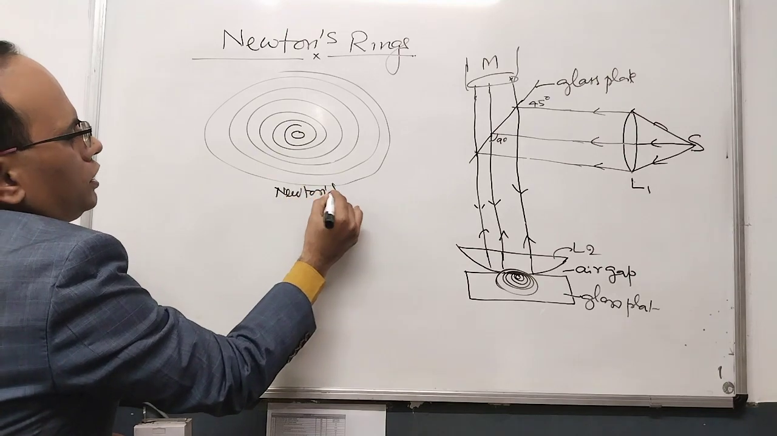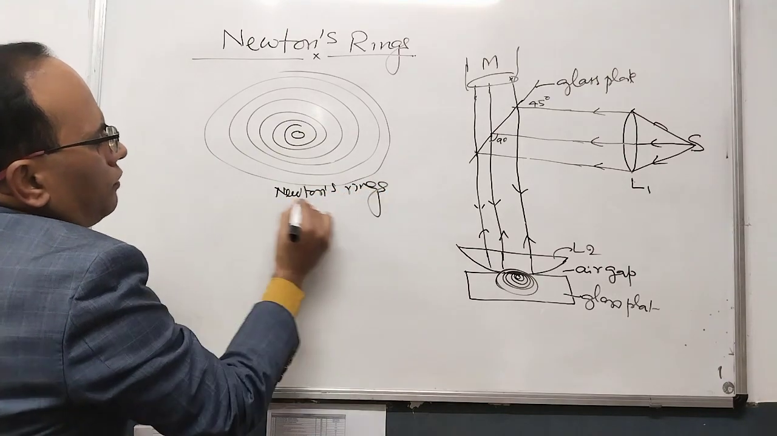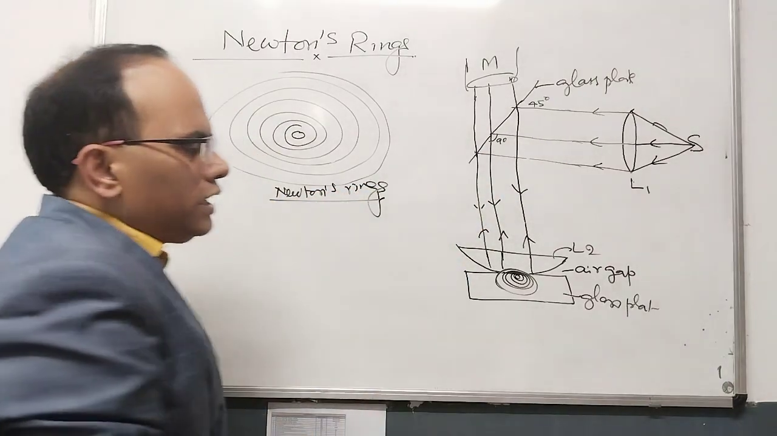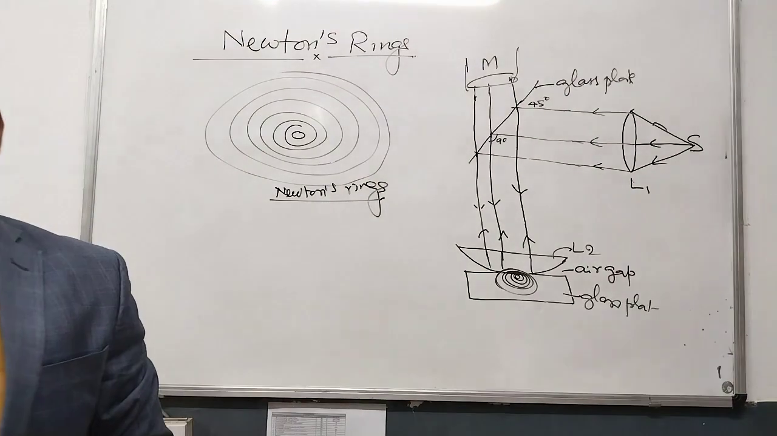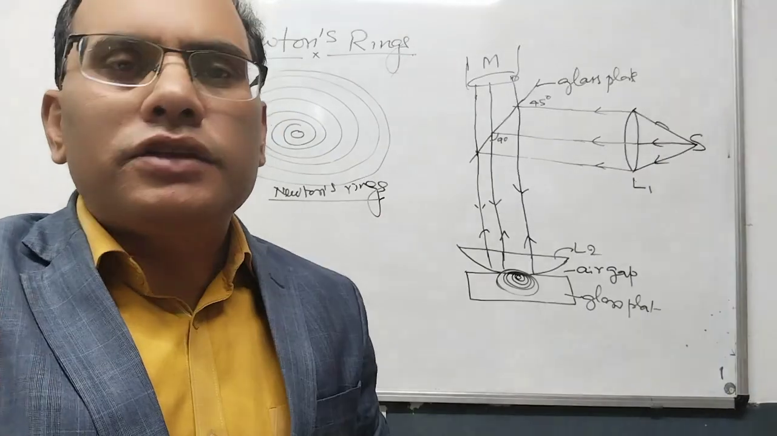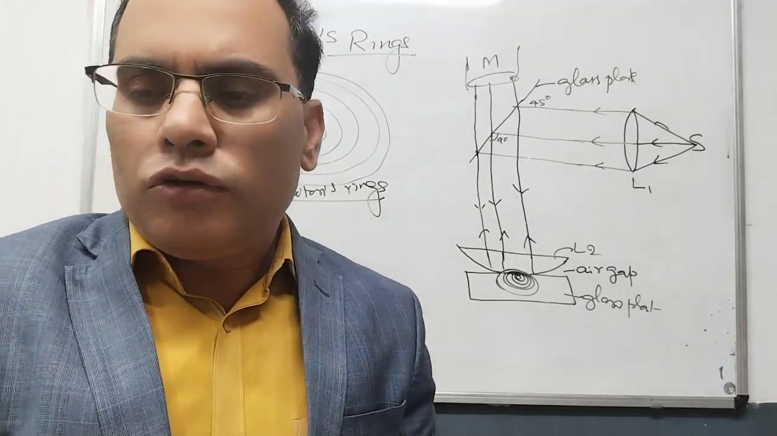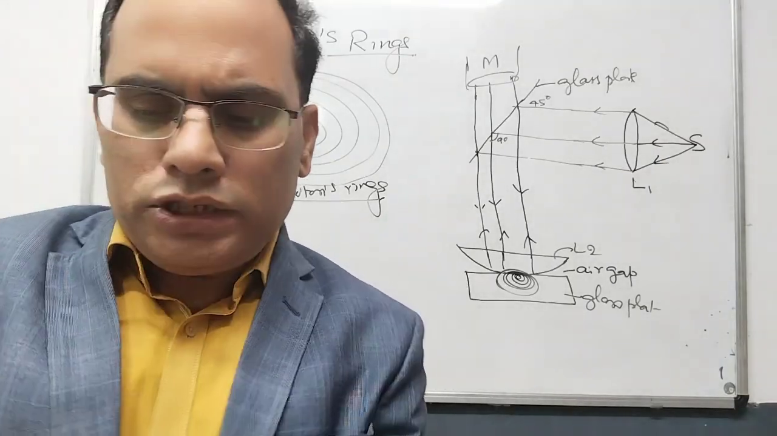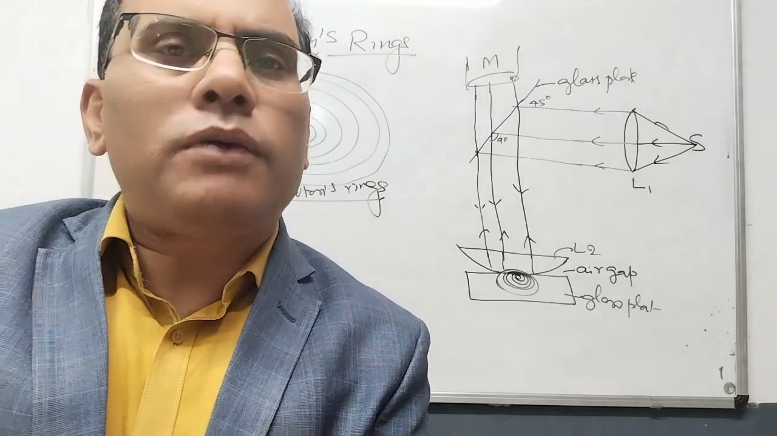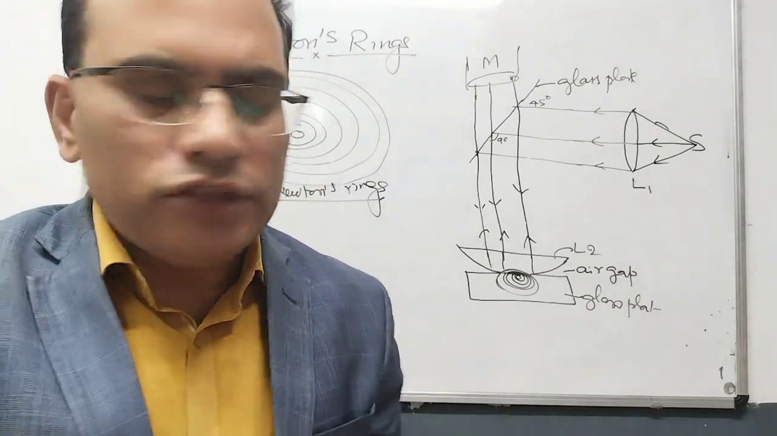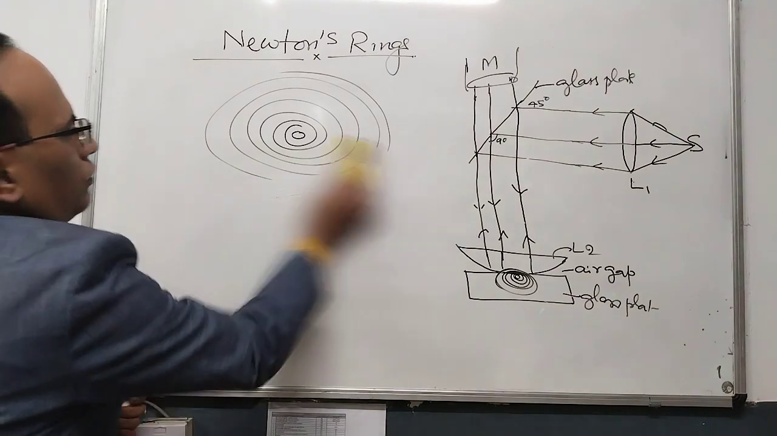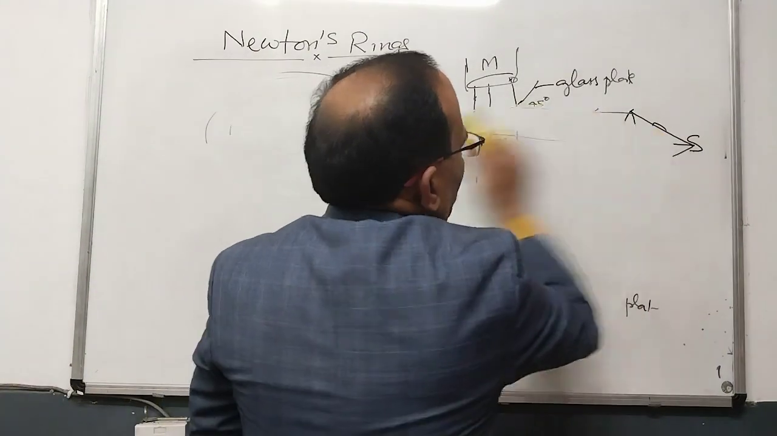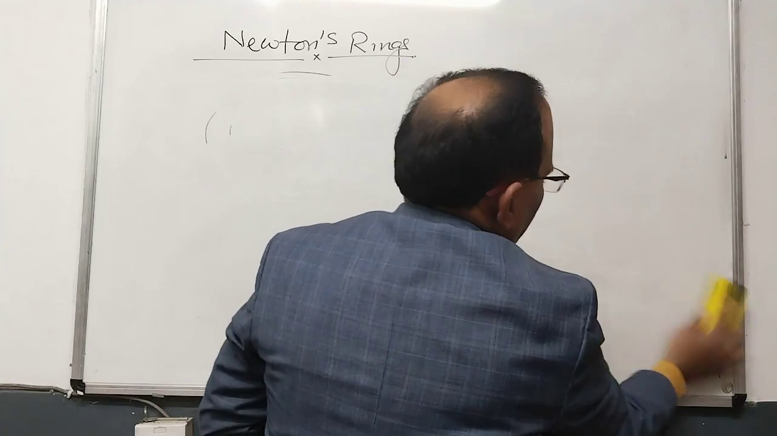Now, how are these formed? Because there is a single source, how does that single source act as a coherent source? So the basic concept we have to understand is how that single source becomes a coherent source, and how the rings are formed. So see the other part of the diagram.